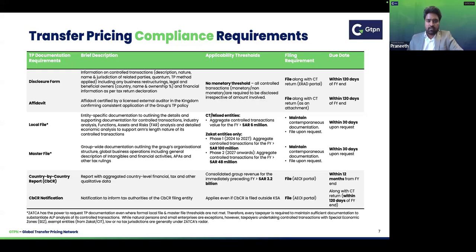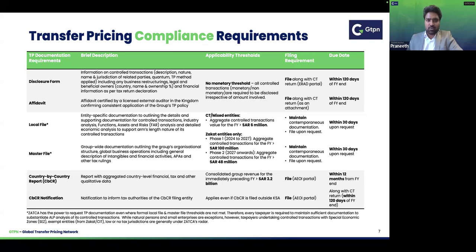If you see the overall framework, it's a three-tier documentation along with the local filing, flowing from Action 13 of the BEPS plans. First one, the TP disclosure form. Here we have to submit the transaction-specific details. In addition to that, the disclosure form of KSA is quite detailed. It asks for any business restructurings during the year, and details of legal and beneficial ownership, because it sometimes becomes tricky for multinationals to give details to that depth. We also have to disclose non-monetary transactions, basically free of cost services and transfers.